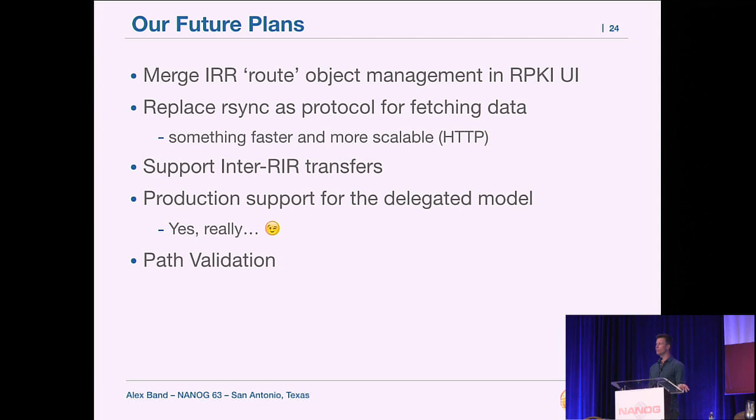Then of course, ultimately we'll need to deal with inter-RIR transfers. ARIN will run out of address space too.